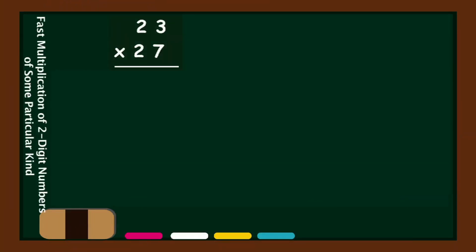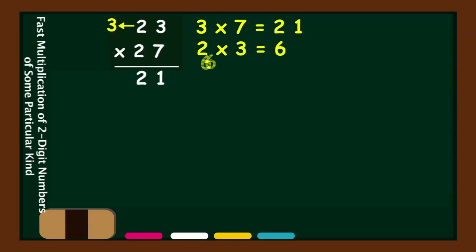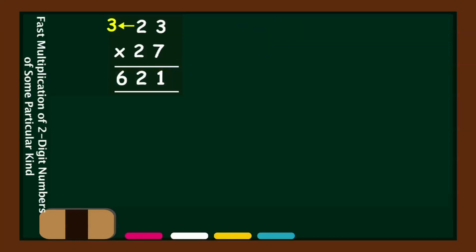We will take this 23 into 27. Here, what are the digits in units place? Yes, 3 and 7. Directly we multiply these two. That is 3 into 7 is equal to 21. In tens place the digits are same. So we multiply these two with the next number. What is the next number to this 2? That is 3. So we multiply 2 with 3. So 2 into 3 is 6. This is our answer.